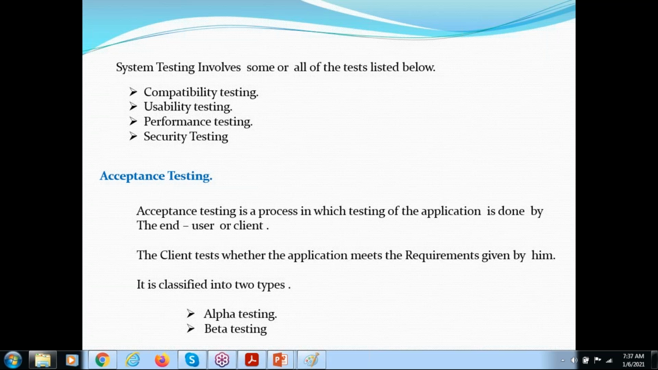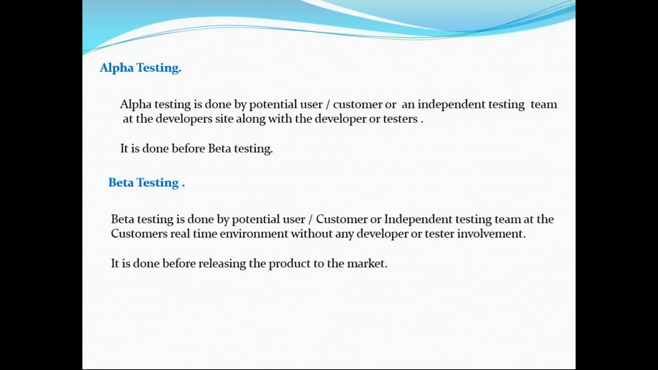Alpha testing is done by potential users, meaning those who have good knowledge. The alpha testing is done by the potential user, the customer or an independent testing team at the developer site, along with the developers and testers. Both the developers and testers are involved in testing that application. That environment we call alpha testing. It is done before beta testing. Understanding, right? So alpha testing is where both the developers team and the testing team are involved in that environment.